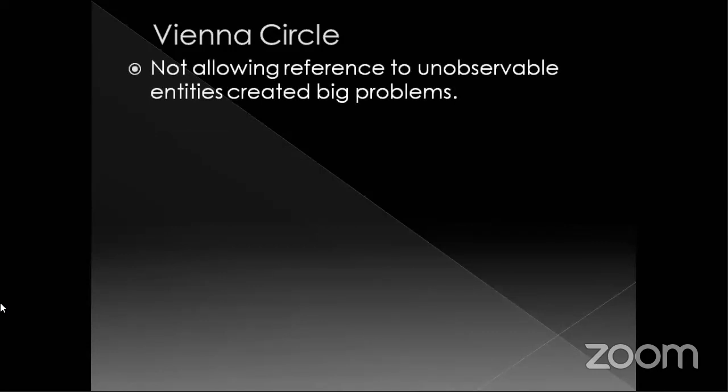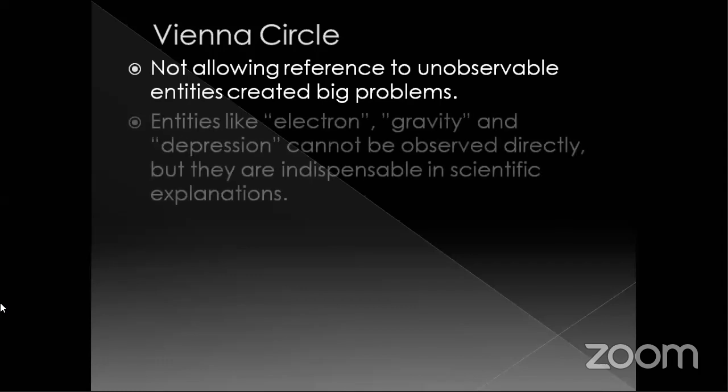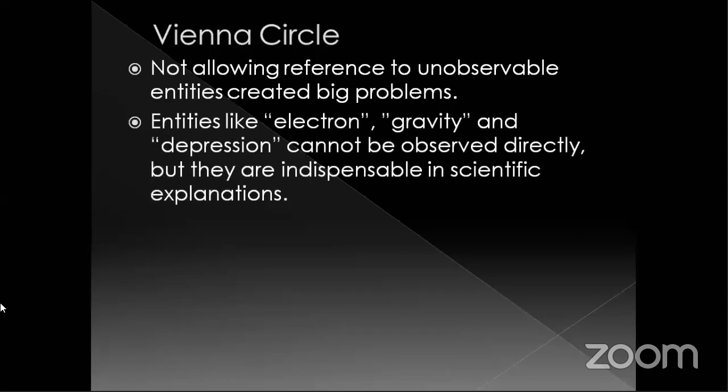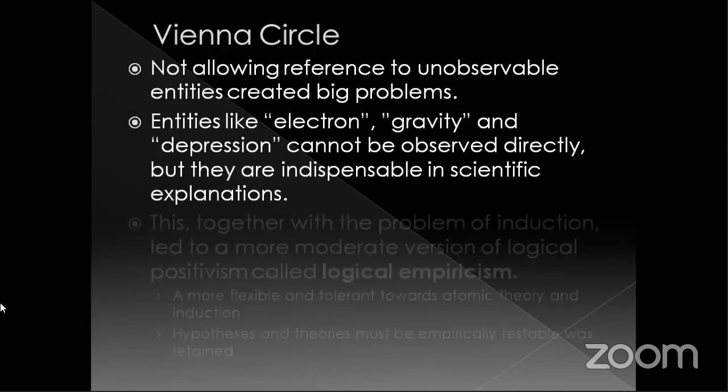Not allowing references to unobservable entities created big problems. So there is no such thing as gravity, or maybe depression, or atom, electron. Electron, gravity, depression cannot be observed directly. But they are indispensable in scientific explanations these days. So the Vienna Circle can't explain these things.